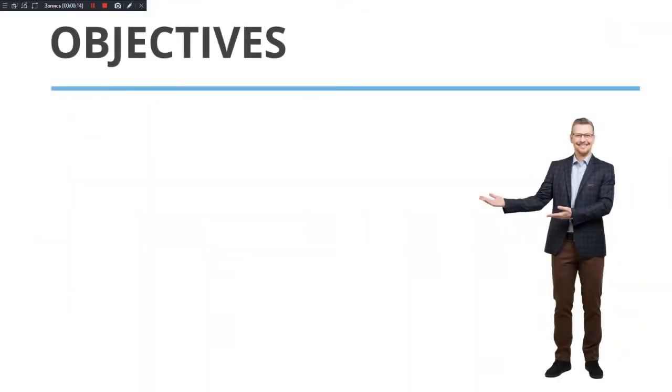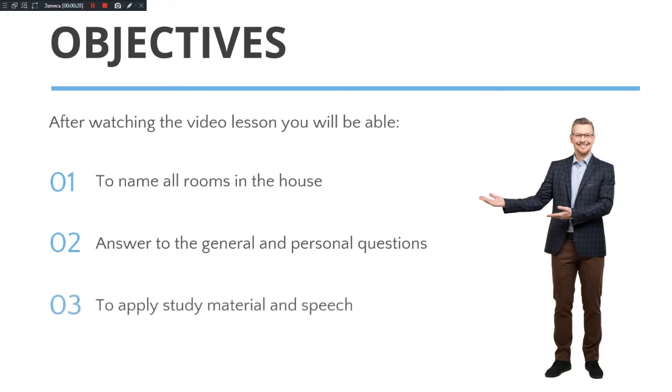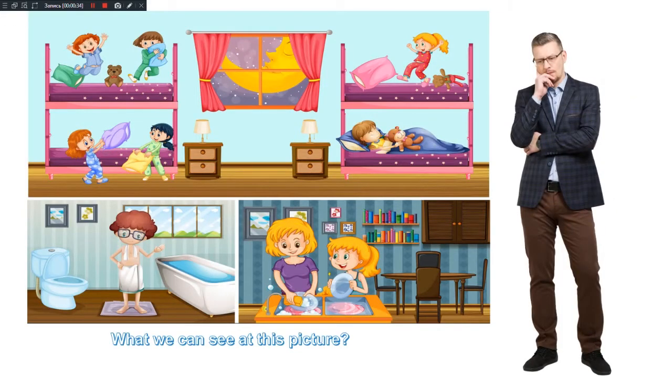So, objectives of the lesson. After watching the video lesson, you will be able to name all rooms in the house, answer the general and personal questions, and the third is to apply study material and speech. So, look at this picture. What can we see in this picture?